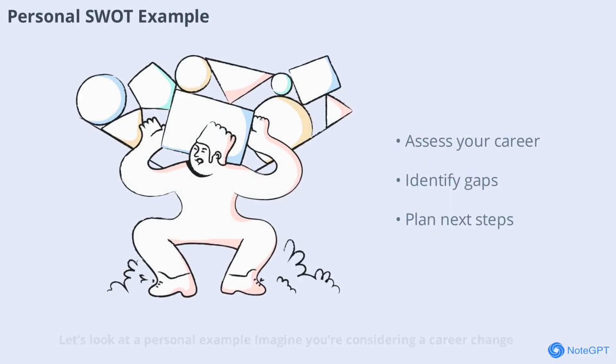Let's look at a personal example. Imagine you're considering a career change. Your strengths might include strong communication skills and a wide professional network. Weaknesses could be lack of experience in your desired field. Opportunities might include a growing industry or new training programs. Threats could be high competition or economic uncertainty. By mapping these out, you can make a more informed decision about your next steps.